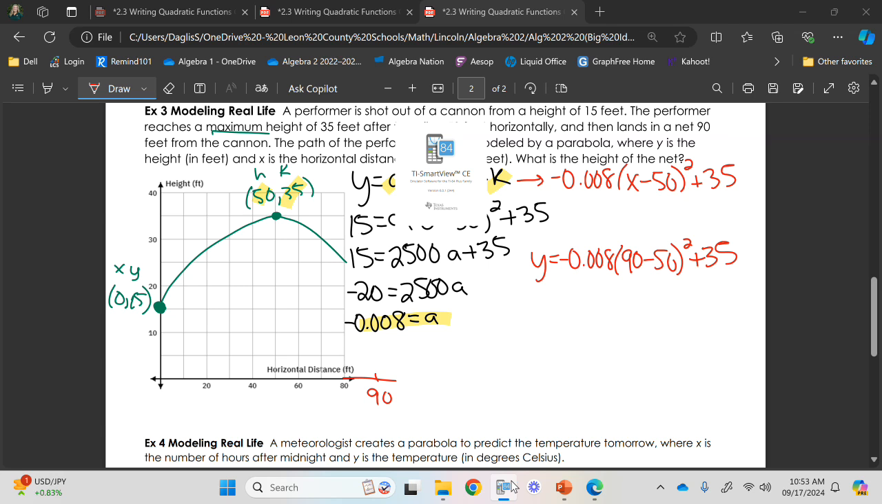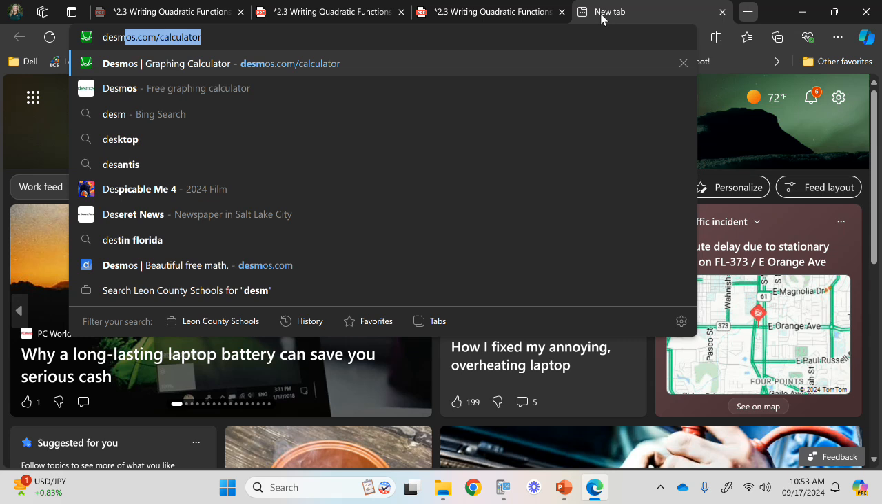90 minus 50 is what? 40. What's 40 squared? 1,600. You're good. So you would multiply 1,600 by negative 0.008 and then add 35. And if my calculator would come up, I would be so thankful. Or I could just use Desmos. Desmos would work too.